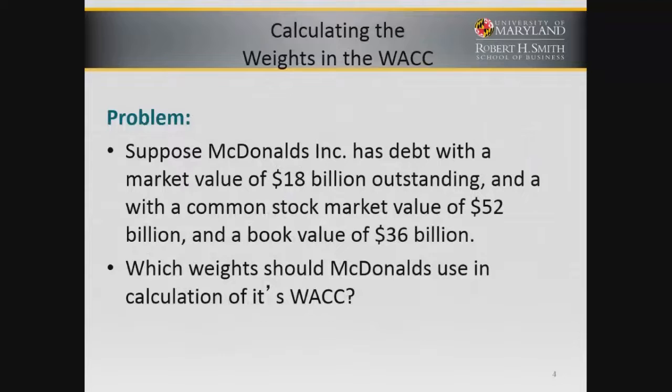Let's look at a very simple example. You've all heard of McDonald's. Let's assume that McDonald's has debt with a market value of $18 billion outstanding and common stock with a market value of $52 billion and a book value of $36 billion. What weights should they use?